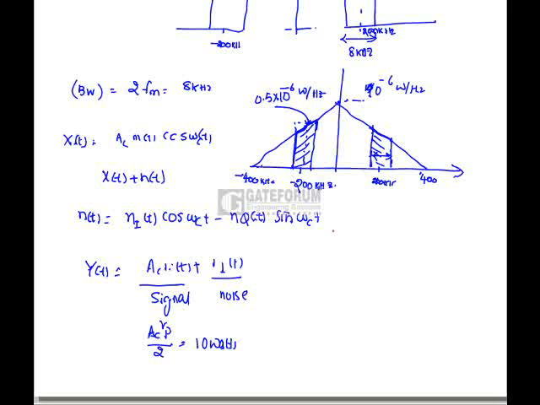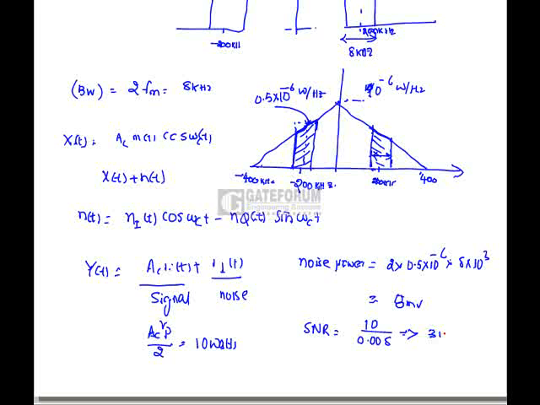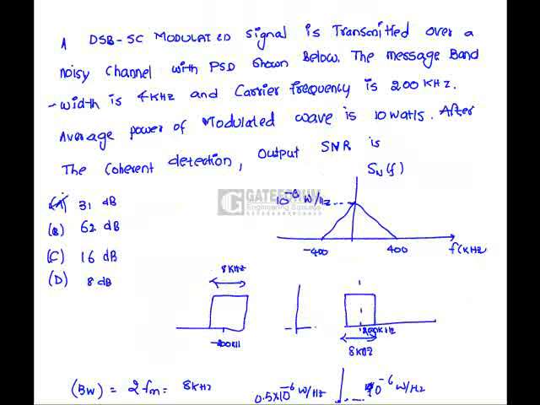The noise power is given as twice into 0.5 into 10 power minus 6 into 8 kHz. So it is around 8 milliwatts. The signal component by noise component, that is the SNR at the output of the DSB-SC receiver, is 10 by 0.008. If we apply the logarithm, that is in dB, we get it as 31 dB. That is, option A is correct.